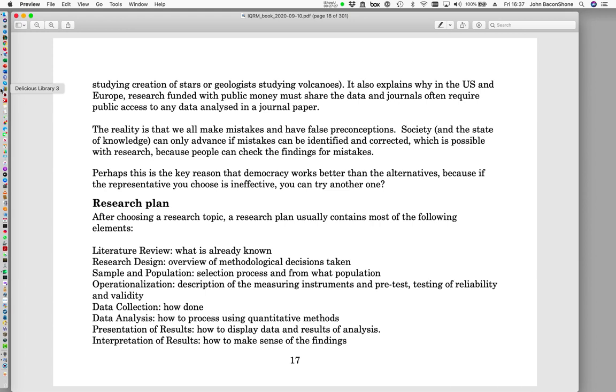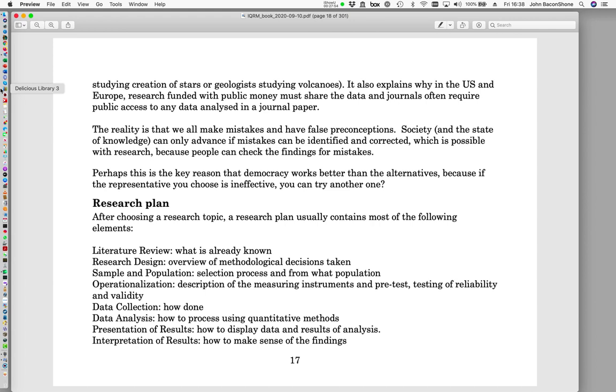The next core element is sample and population, which means we have to define the population that we are studying and also how we are selecting our sample from that population. So we will talk about both population definitions and how to draw a sample from a population. That's a core element of most research plans.